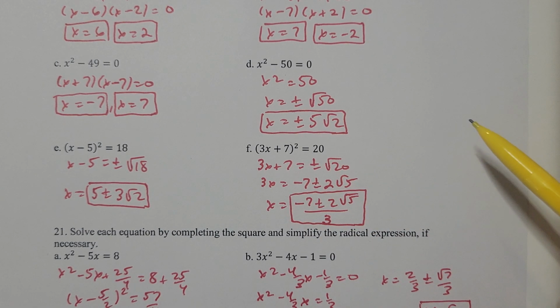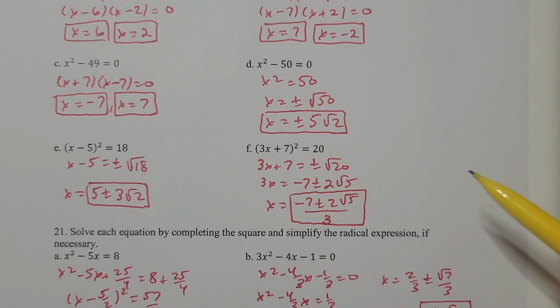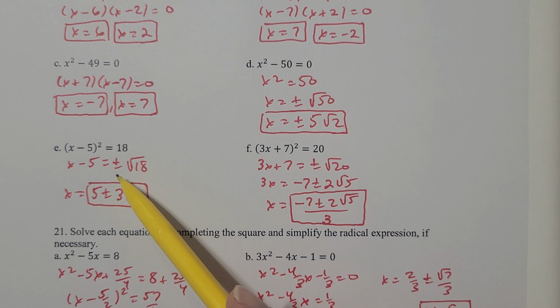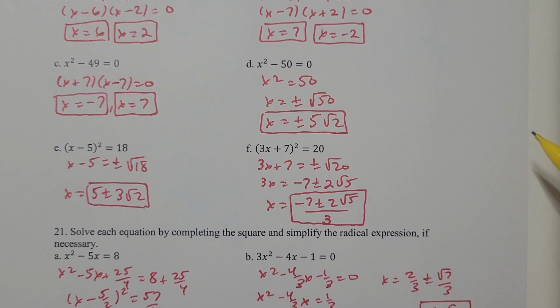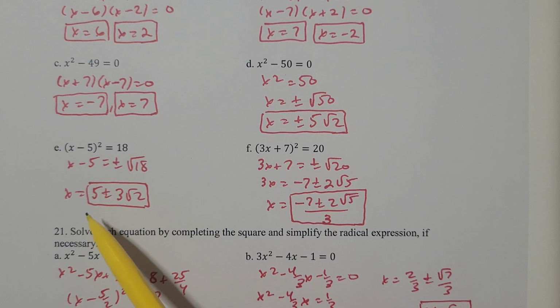The square root of x minus 5 squared, that'd be x minus 5. And that's equal to plus or minus, don't forget about that, the square root of 18. The square root of 18 is the same as 3 root 2, right? 9 times 2 is 18, the square root of 9 is 3. So then if I add 5 to both sides, x would be 5 plus or minus 3 root 2.